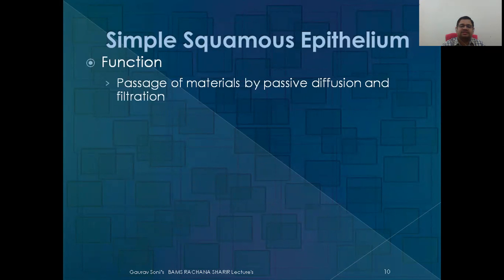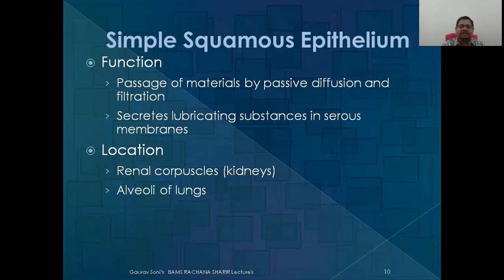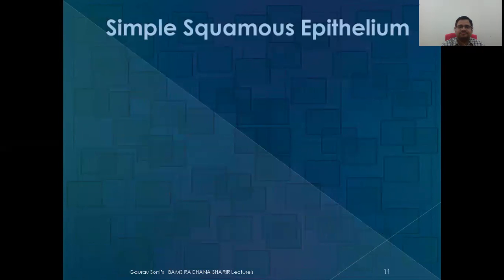Functionally, they help in the passage of material by passive diffusion and filtration. They secrete lubricating substance in serous membrane. Locations: renal corpuscles, that is the kidney, alveoli of lungs, lining of the heart, blood and lymphatic vessels, lining of the ventral body cavity like serosa or serous membrane. So these are the locations. Please try to remember the function and location of each type of epithelium, especially for theory purposes and also for spotting purposes.